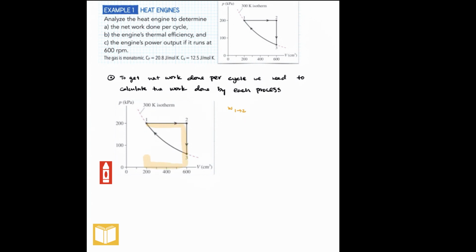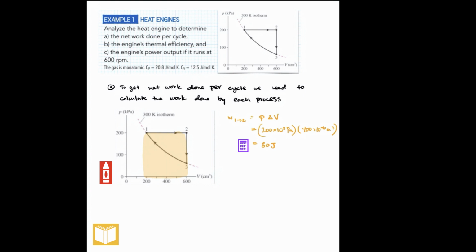So this is the area that we're integrating over to start out with. This is the work done by the process going from 1 to 2. In order to do that, we're just calculating the area of a rectangle, which is base times height, or P times the change in volume. We have to do this in pascals and meters cubed. So 200 times 10 to the 5th pascals, 400 times 10 to the negative 6 meters cubed. That's going to give us about 80 joules. Then from 2 to 3, remember this is an isochoric process, meaning there's no volume change, meaning there's no work done in this part of the process.